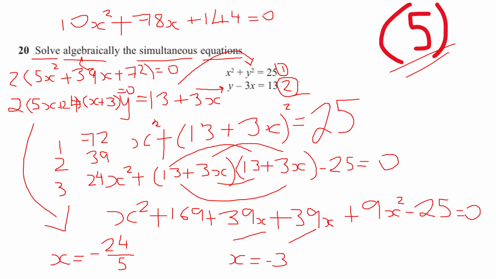Right, what's next? Well, I'm going to sub these into the equation for y. So y is going to be equal to, now let's go for minus 3 first because it's a bit easier. So 3 times minus 3 makes minus 9. 13 plus minus 9 is 13 minus 9, which is going to be 4. And then when I have minus 24 fifths here, it's going to be a bit trickier. We're going to have 13 plus 3 lots of minus 24 fifths.